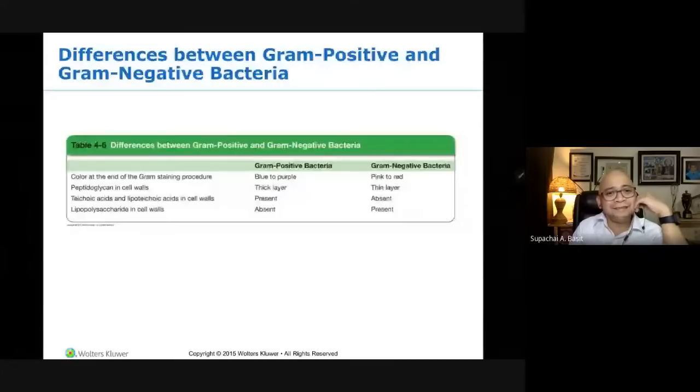The peptidoglycan of gram-positive bacteria is much thicker, which will not allow crystal violet to be washed away easily. Unlike gram-negative bacteria, they have a much thinner layer of peptidoglycan, which will not hold crystal violet as much as the gram-positive, hence crystal violet will be washed away. Teichoic acid and lipoteichoic acid are found in gram-positive bacteria, but not in gram-negative bacteria. LPS, or lipopolysaccharide, is not found in gram-positive bacteria, but it is found in gram-negative bacteria.